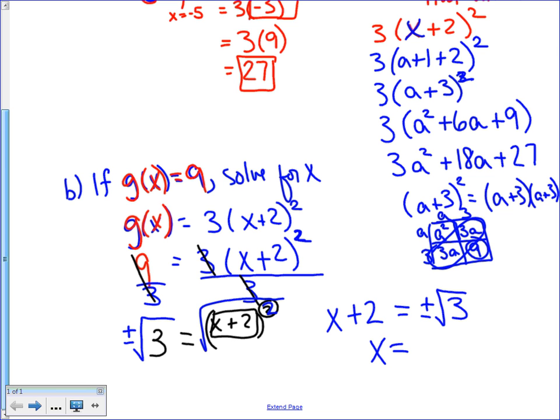And then I would just subtract 2 from both sides. So x equals plus or minus the square root of 3, minus 2. And that's how you work that problem out.